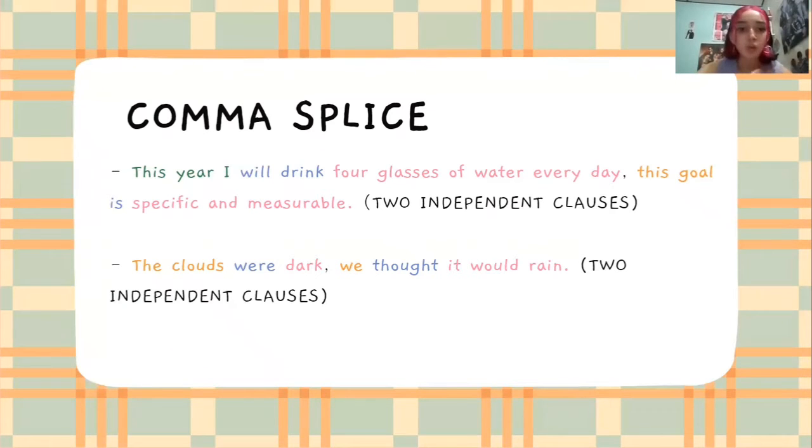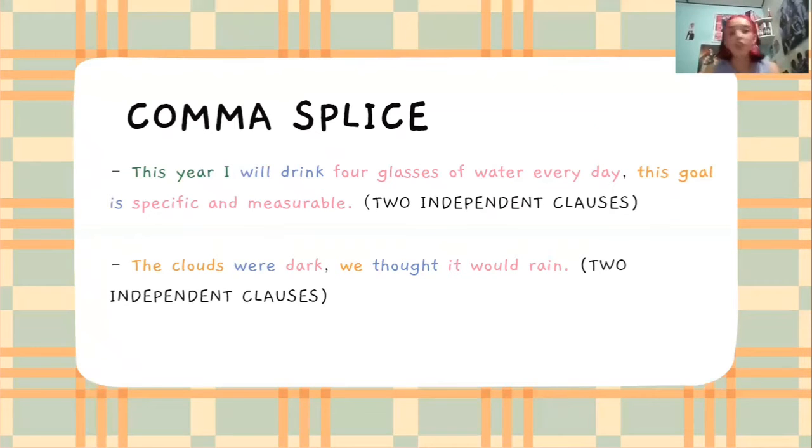So the first one, this year I will drink 4 glasses of water every day. We can see that this sentence can easily work alone and doesn't need another sentence to make sense. It doesn't depend on another sentence. And how do we notice that? Because of the structure. This year I, subject, will drink, verb, 4 glasses of water every day, complement. It's a completely independent clause. Now the second one, this goal, subject, is, verb, specific and measurable. It's completely independent and doesn't need another sentence to make sense. So the problem with this sentence is the comma that's joined them.